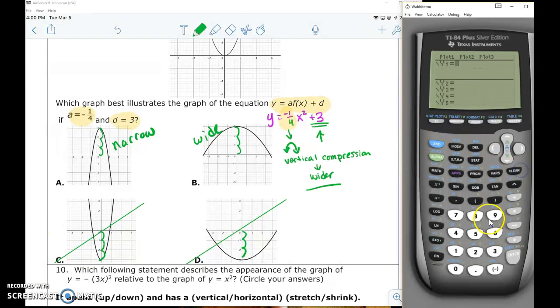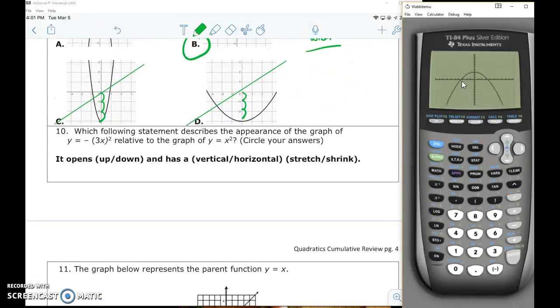Y equals, I'm going to type in the equation that I wrote, 1/4 x squared plus 3. But I forgot the negative. I'm going to go back, second, insert, negative. Okay, this looks about right, because if I look at my graph, choice B has an x-intercept at a little past +3 and a little past -3. Looking at my graph on my calculator, I have a little past +3 and a little past -3. B is the correct answer.